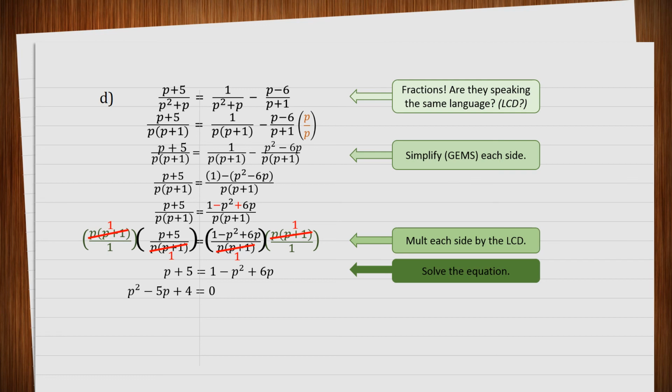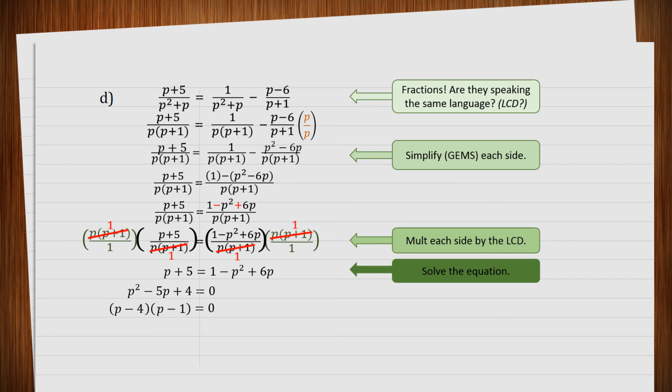Since we have a quadratic, we have to remember the rules. A quadratic must equal 0. Once it equals 0, then we use factoring as our tool, meaning check first, do they have anything in common? Notice they don't. So our next step is to do the AC method. So take a moment to go ahead and factor this into its two binomials. Hopefully you found your factors to be p minus 4 and p minus 1.